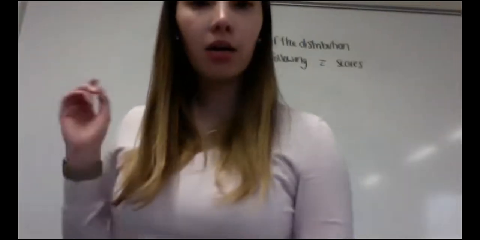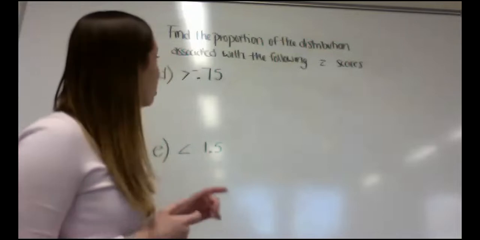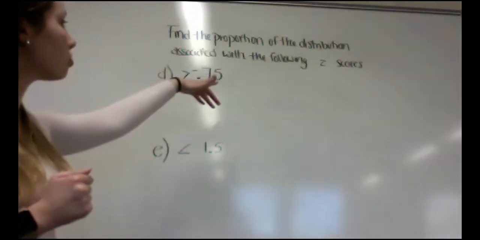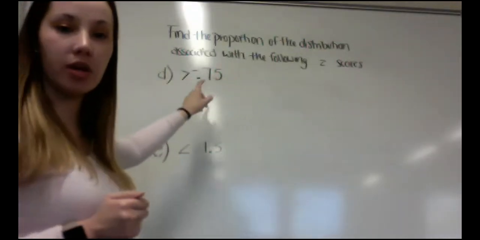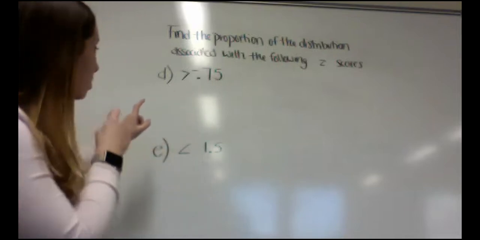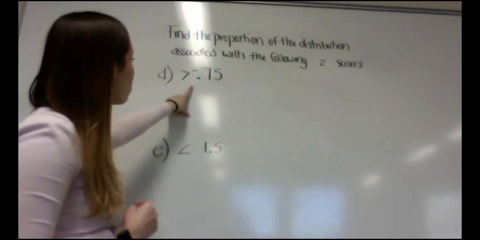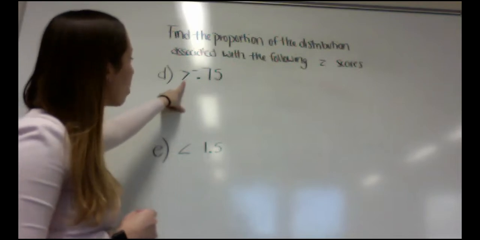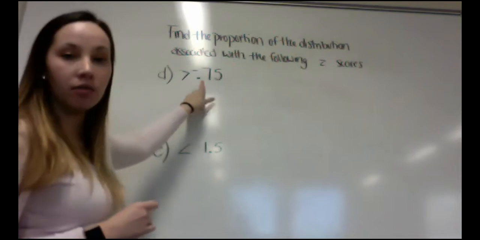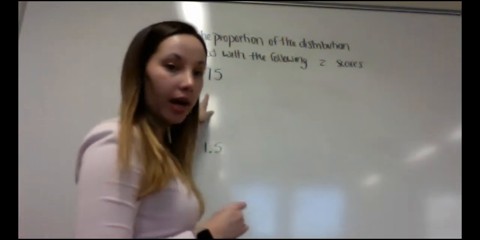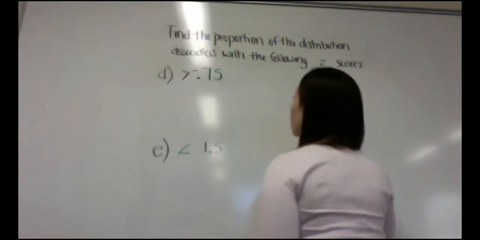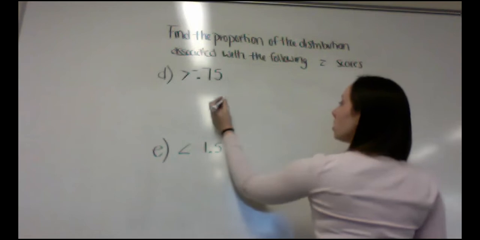All right, now we have a few more examples of this. So we're still finding the proportion of the distribution associated with the following z-scores. We just have a few more examples. So this one is asking for what proportion of the distribution is greater than a z-score of negative 0.75. So let's go ahead and draw that out. Like I said before, you're always going to want to draw these out so you can visualize what's happening.